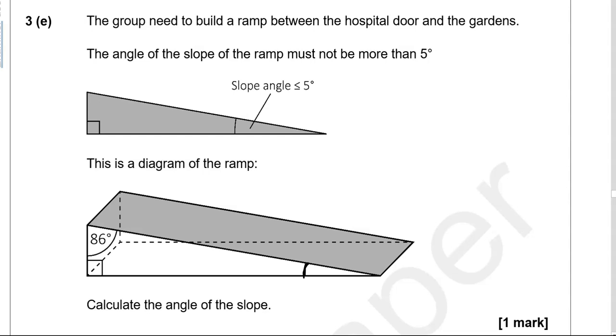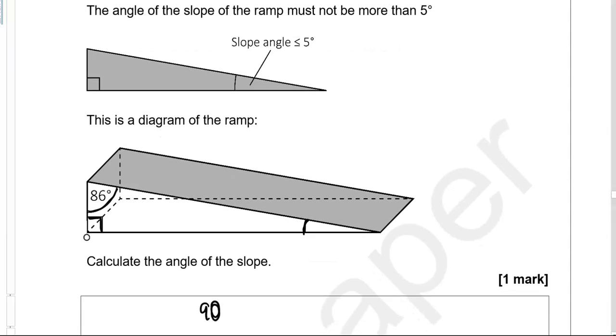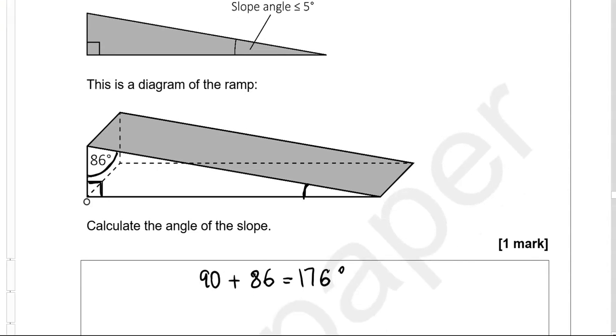So we're looking at this angle here, which is part of a triangle. And we know this is 90 degrees. So this one is 86. So 90 add 86 gives us 176. There are 180 degrees in a triangle, so taking away 176 leaves us with 4 degrees. So this is equal to 4 degrees.